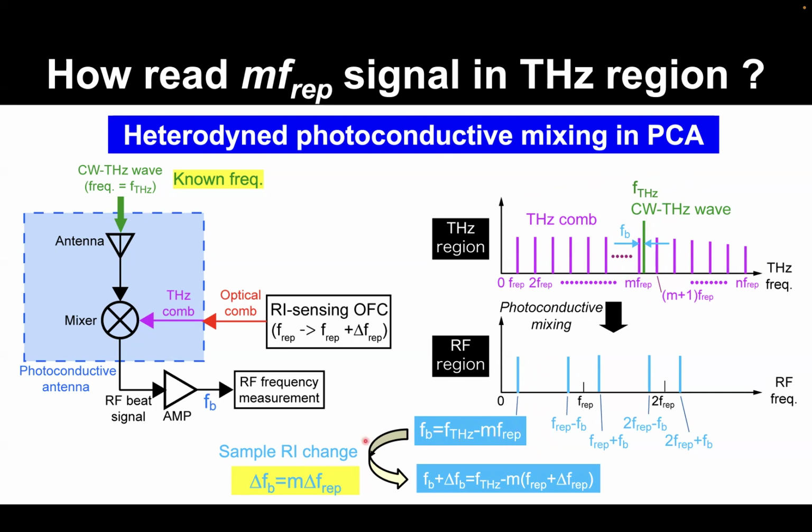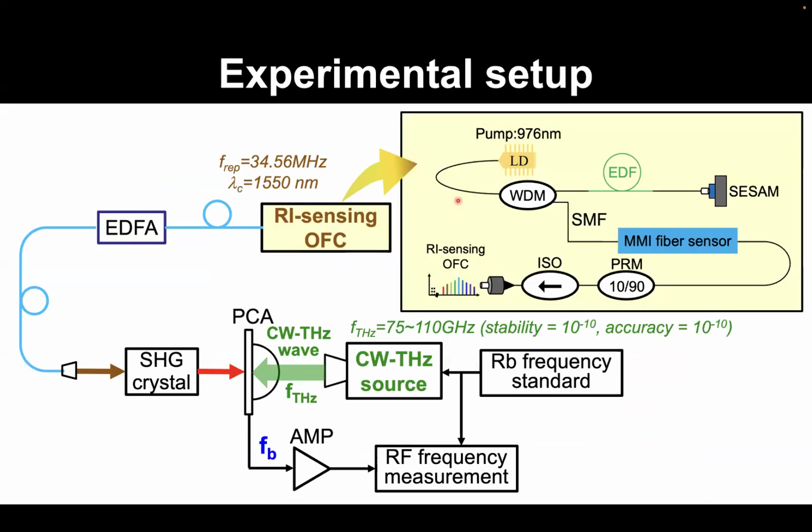Next, we consider that the sample RI change causes delta FREP. The sample RI change causes a change of FREP by delta FREP. So in this case, the FB signal is shifted by delta FB. As delta FB is exactly equal to M delta FREP, we can obtain the M delta FREP by measuring the FB and delta FB in the RF region. The next slide shows the schematic drawing of the experimental setup.